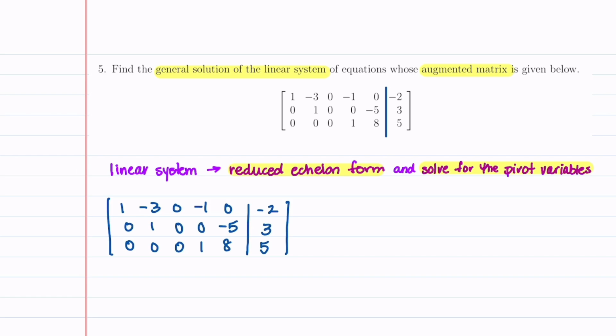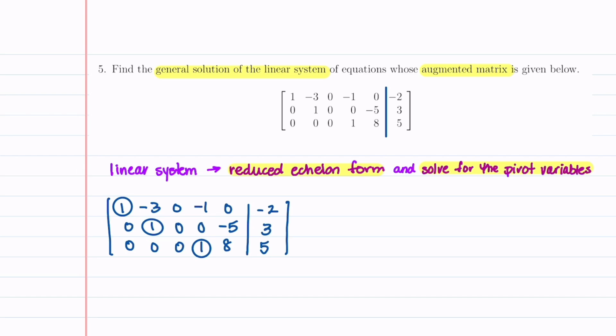It looks like this matrix may be already in echelon form. Let's circle our pivots. And we can see it is in echelon form. Now all we have to do is put it in reduced echelon form. When we do that, we start with our rightmost pivot and work up and then to the left.